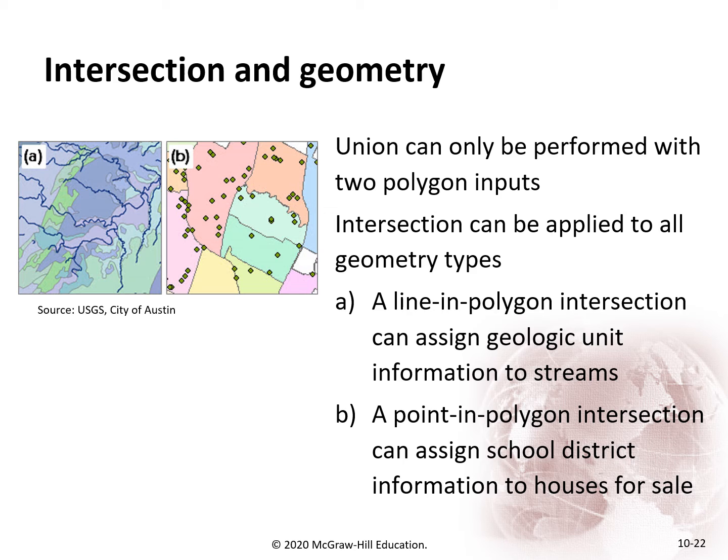With intersection and union, geometry matters: unions can only be performed on polygons with polygons. Intersection can be applied to all geometry types. A line and polygon intersection can assign geologic units to, for example, a stream. Point and polygon can assign school district information to a house that's for sale. So there are other ways to use the intersection, but with union, they both have to be polygons.